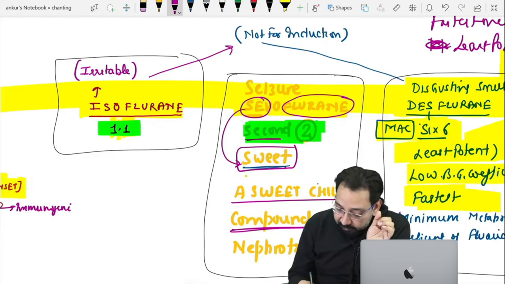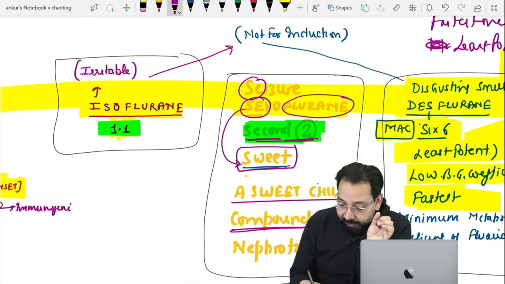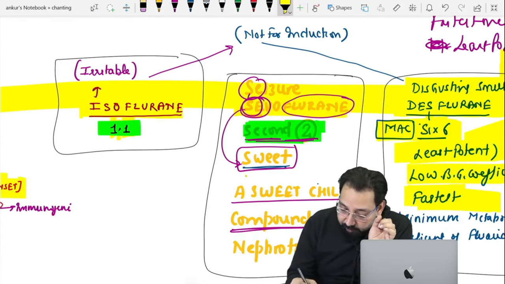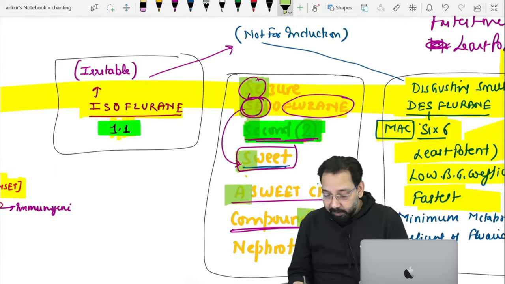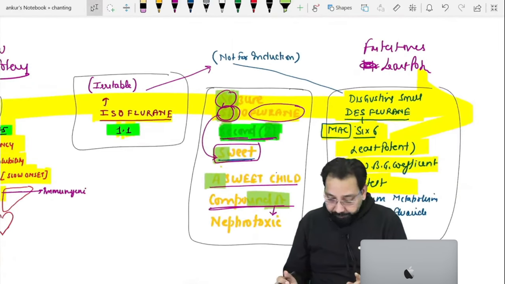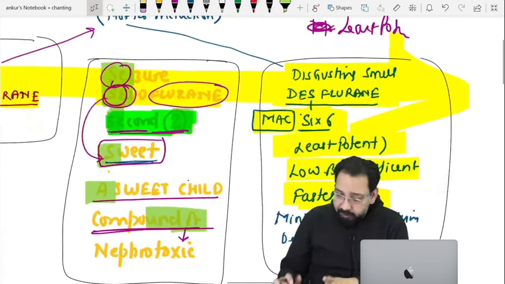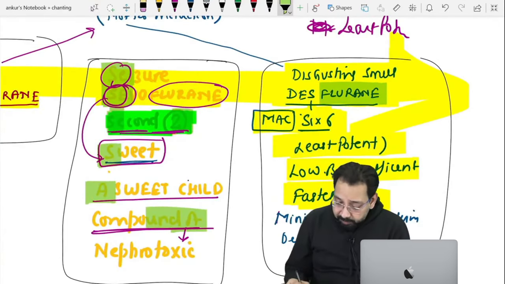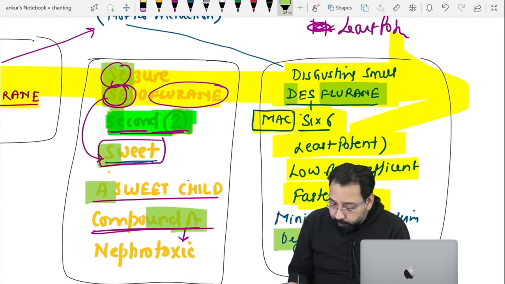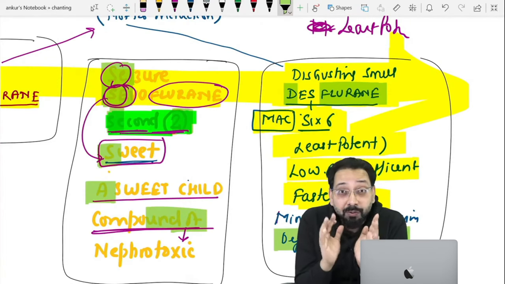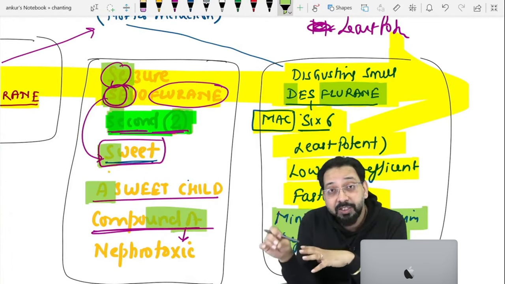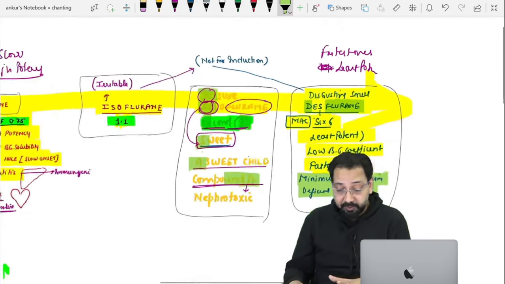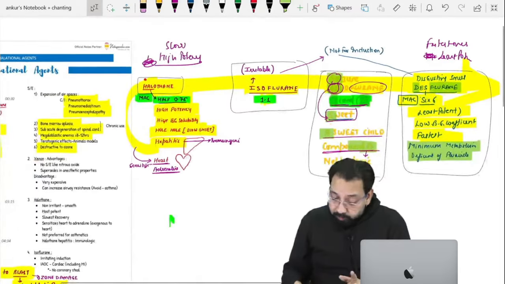And the MAC is second, SE4 second, 2. And SE4 Caesar. So SE4, yes, you can easily remember: Caesar, second, S4 sweet. Okay, and a sweet child, compound A. Desflurane, this is D for deficient of fluoride, means it produces least fluoride, least metabolism, means least interaction. That's why this is the inhalational agent of choice, because of least interaction. Okay, so you can remember like this.